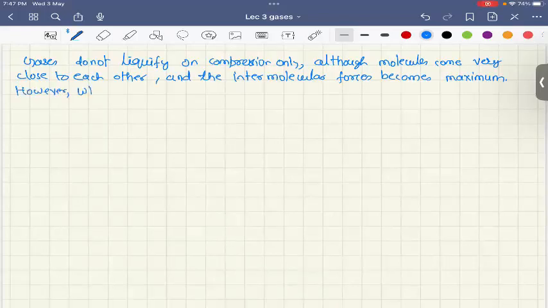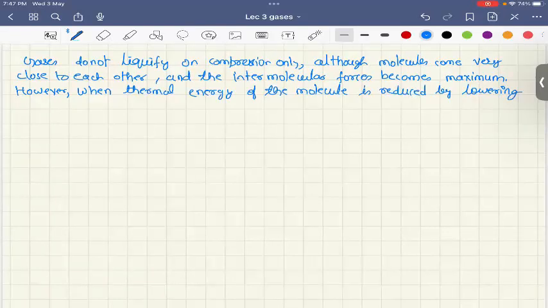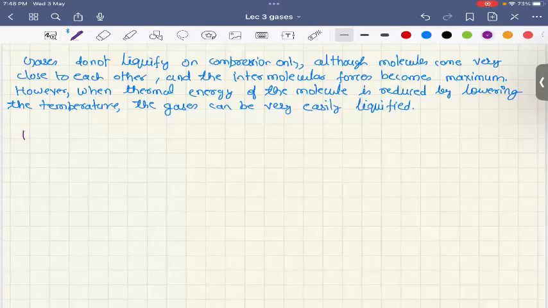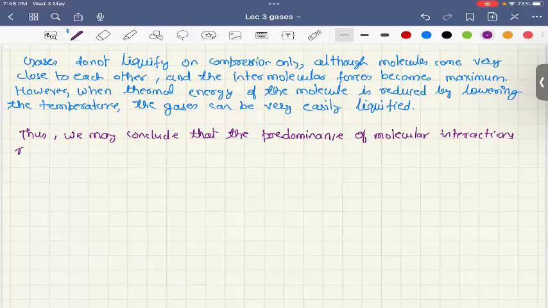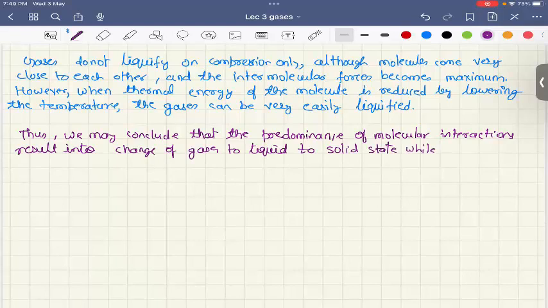However, when the thermal energy of the molecules is reduced by lowering the temperature, the gases can be very easily liquefied. Right? Thus, we may conclude that predominance of molecular interaction results in change of gases to liquid and solid state, while predominance of thermal energy results in change of solids to gases.